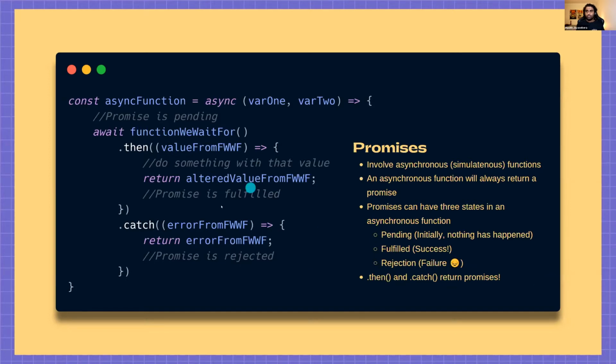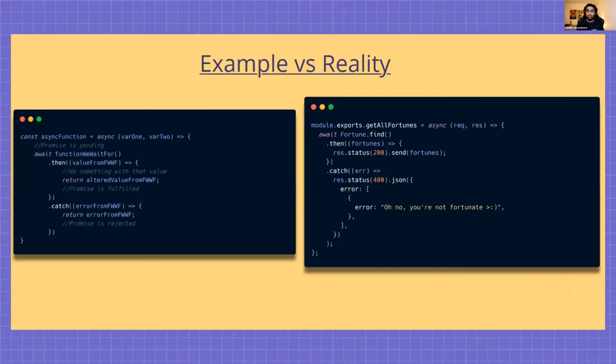Cool. So let's go into an example to see how our code that we're going to type out compares to this example that I've typed out. So this is essentially what we're going to be coding. Essentially, it's a function that gets all the fortunes from the database. So you're probably thinking it's quite a bit different. There's not that much similarity between the two. And I'd say you're quite right.